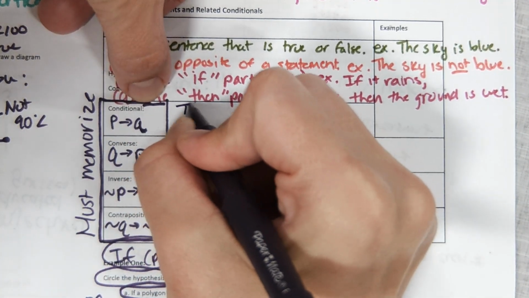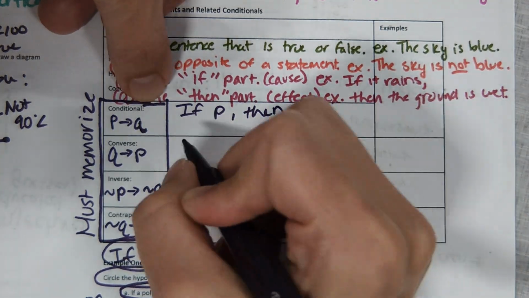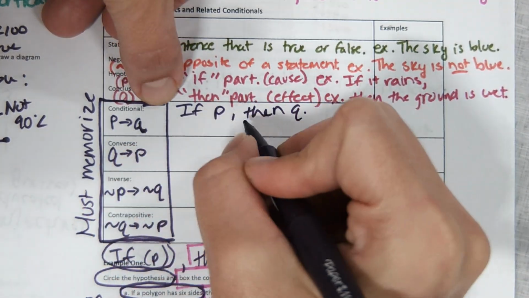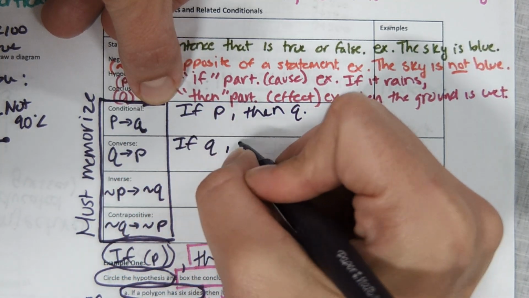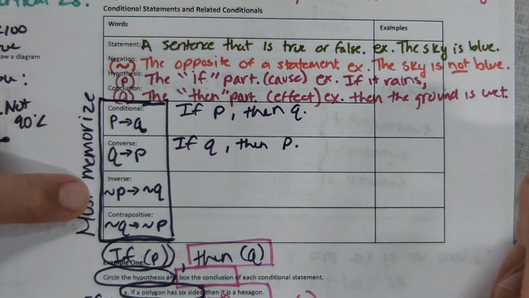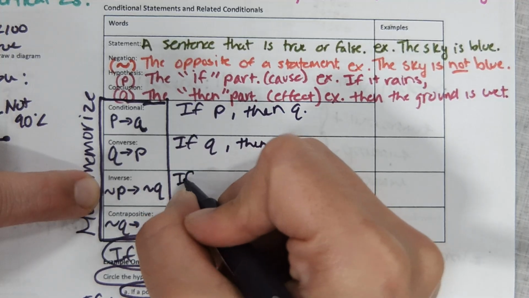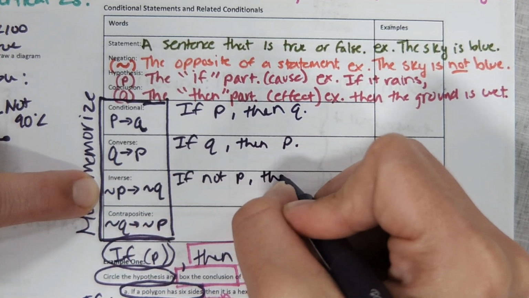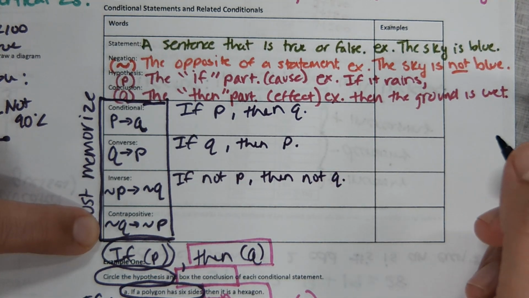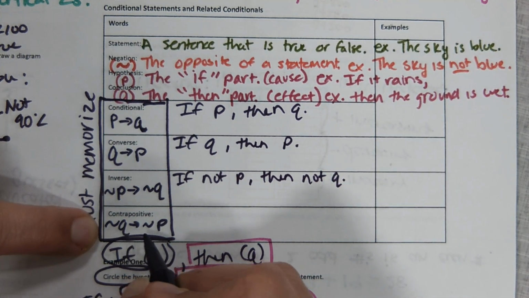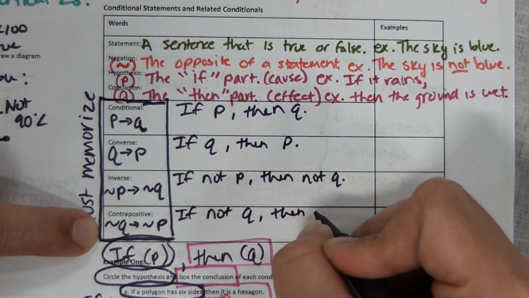So these abbreviations, this is if P, then Q. And I'll give you further examples, but just start here. If P, then Q. That's what this means. And then Q, then P. So if Q, then P. The inverse, this means negation. So if not P, then not Q. And contrapositive, not Q, then not P. If not Q, then not P.